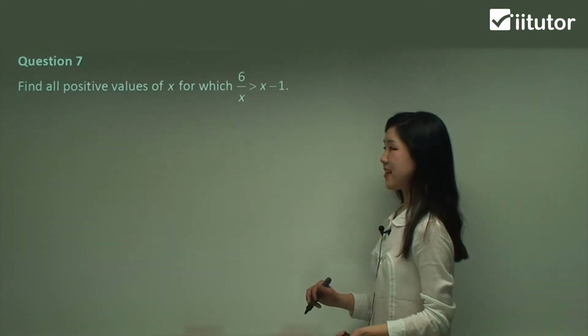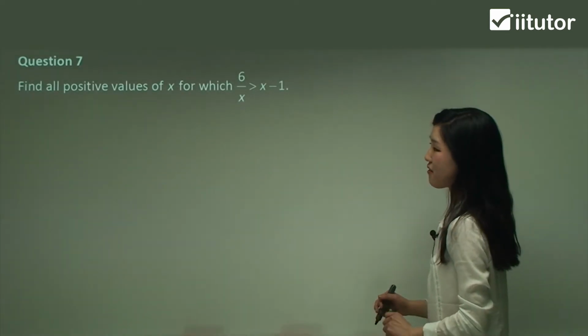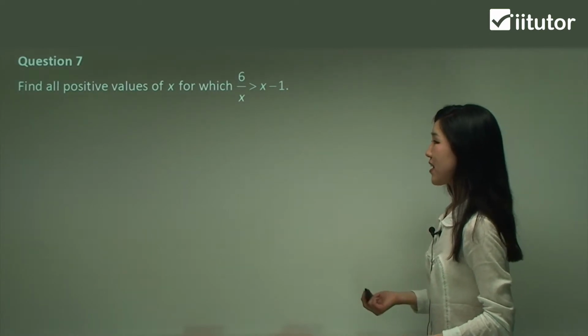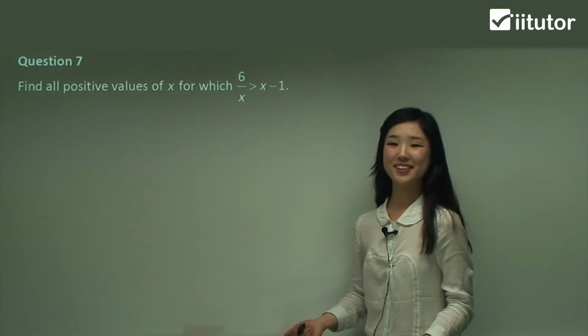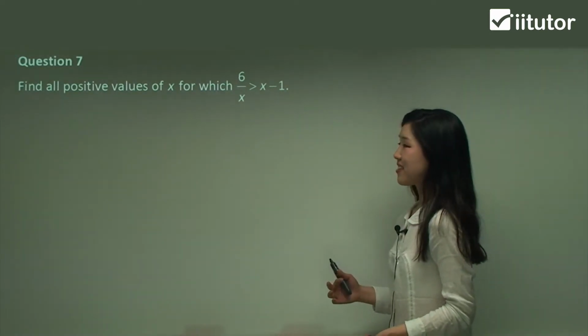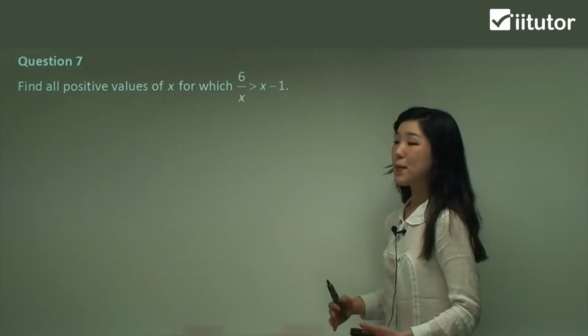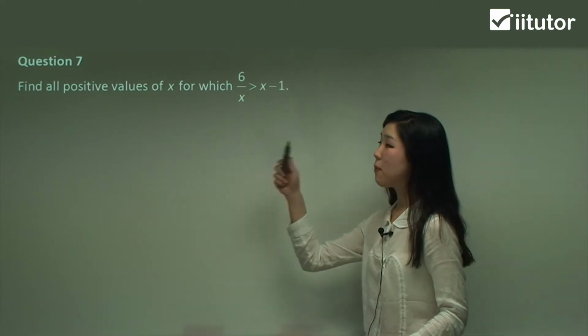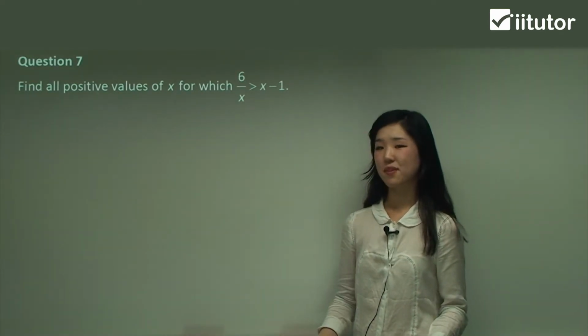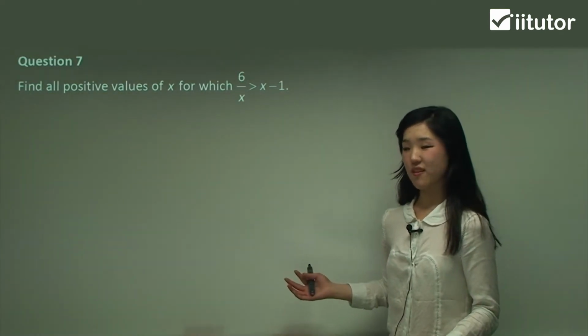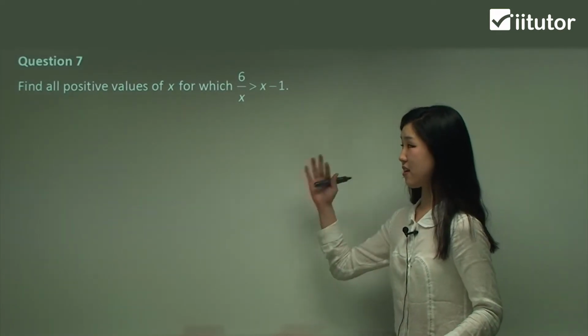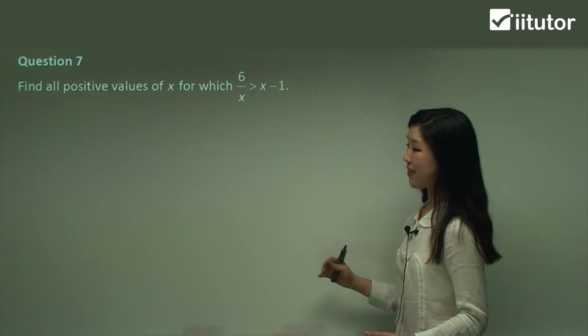Question 7 says find all positive values of x for which 6 over x is greater than x minus 1. So it's basically asking us to do the same thing as the previous questions, just solve for x, but it's asking us to find the positive values of x. But we'll worry about that later when we get to the final solution. I'll show you how to approach that kind of aspect later when we get there.